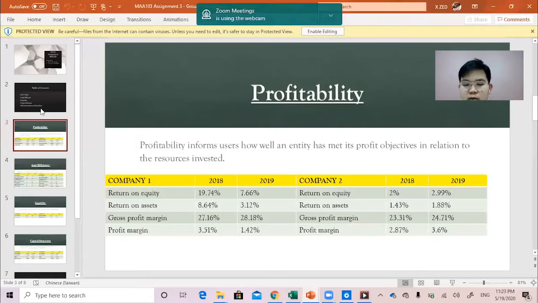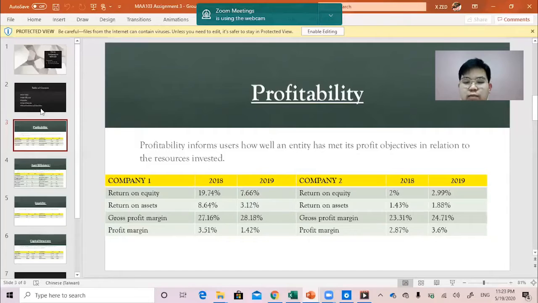Third, the gross profit margin. This indicates the gross profit generated per dollar of sales. If we look at the numbers, we can see that both companies' gross profit margins increased by a small amount from 2018 to 2019, but company 1 had a higher percentage, which means that company 1 generated more gross profit margin per dollar of sales.